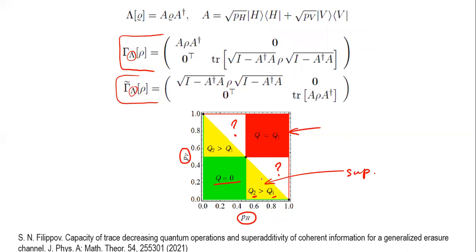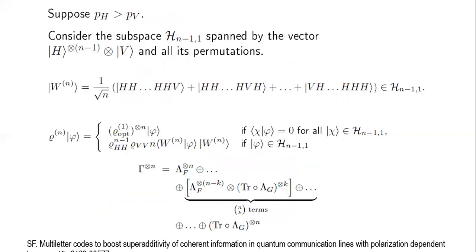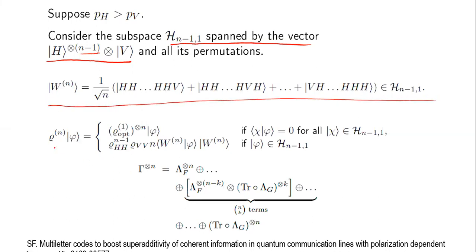And the latest result I want to show you is that superadditivity actually holds in that white region too. So to prove that, consider a subspace spanned by the vector h tensor to the power n-1 tensor v and all its permutations. So it is a subspace of dimension n. And then we consider a well-known W state and modify our construction by adding coherences. So here the term is a manifestation of coherence in that subspace that we selected.